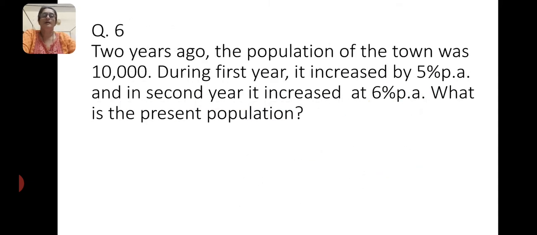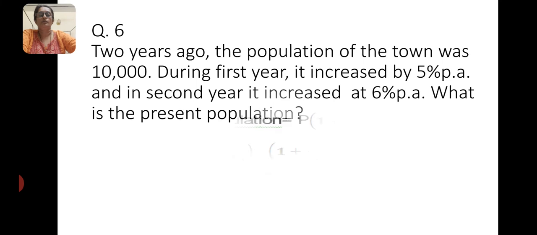Next, 2 years ago, the population of the town was 10,000. During first year, it is increased by 5%, and in the second year, it is increased at the rate of 6%. What is the present population? Now here the same way how we have done the previous sum we are going to do, but the rate of increment in the population is not same for both the years. First year it increased at the rate of 5%, in the second year it is increased at the rate of 6%. So we are going to use these two differently.